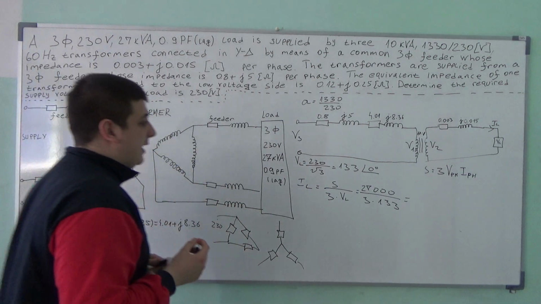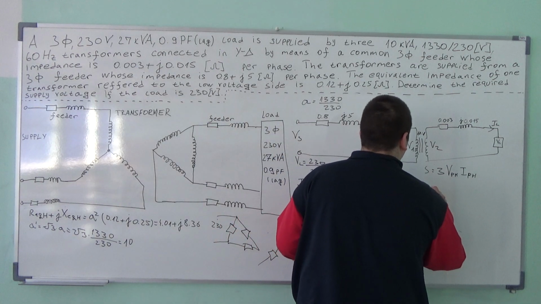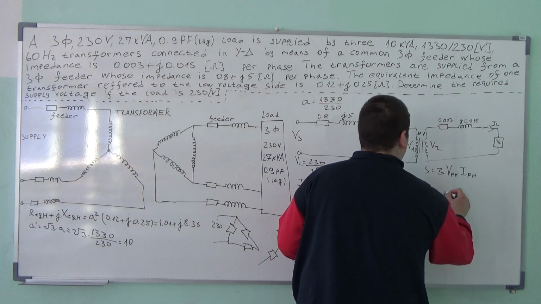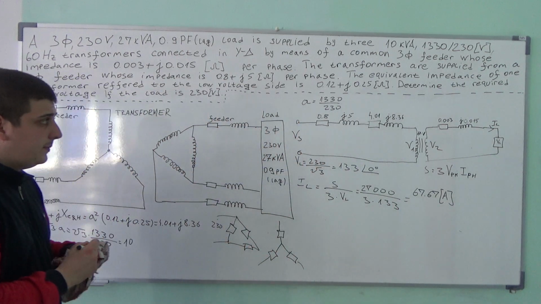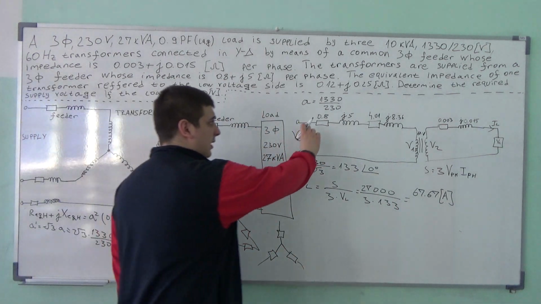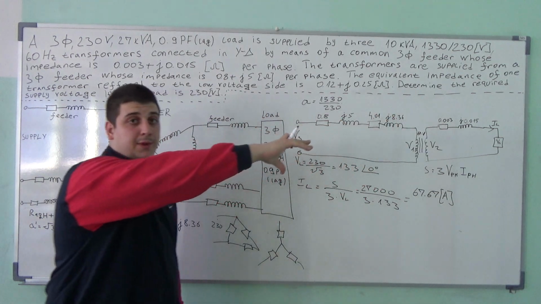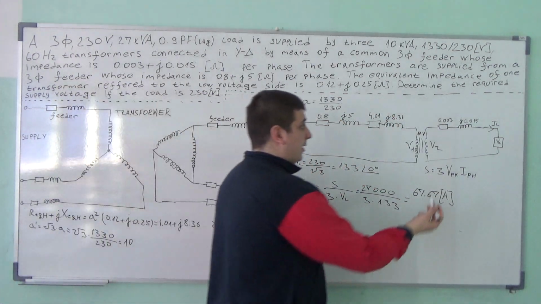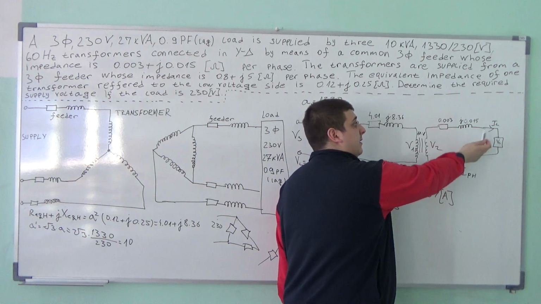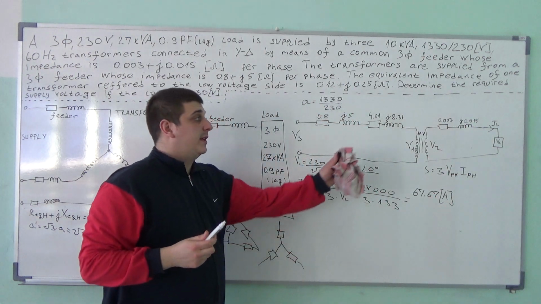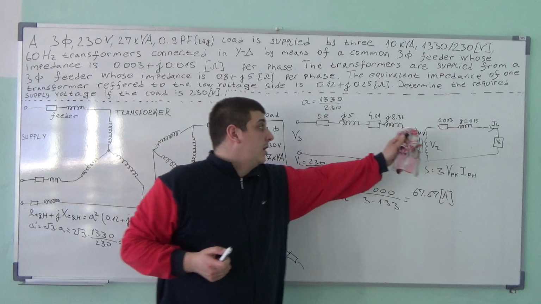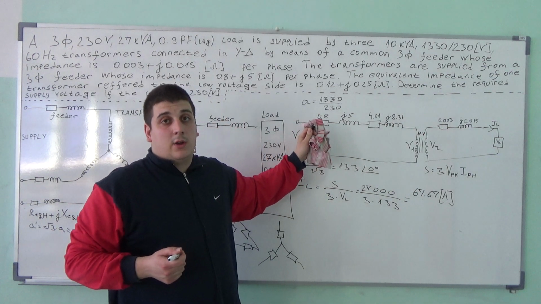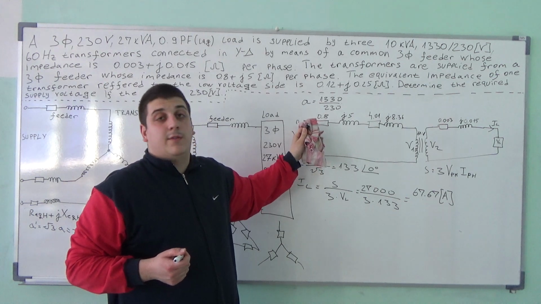And that is equal to 76.76 amperes. Now, all these values I'm going to refer to the low voltage side, and I'm going to add that with this impedance, and then I'm going to calculate easily the VS.